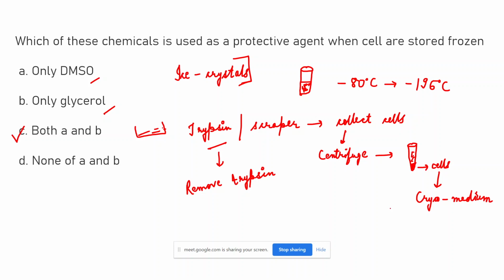Now this cryomedium will have somewhere around 10 to 15% DMSO, or glycerol. So this will act as a cryoprotection or cryoprotective agent. So this was a protocol in brief, just for your knowledge. But the answer to this question is both A and B. Both DMSO and glycerol are used as cryoprotective agents when cells are stored in frozen form.